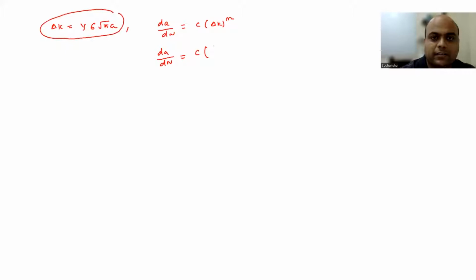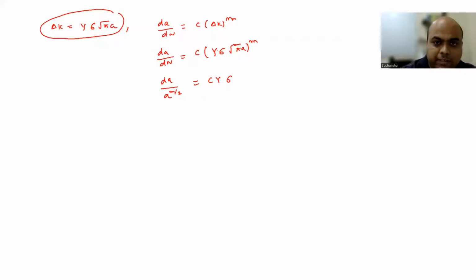So we know delta K is given as Y sigma root pi A. Y in this case is constant because this is a semi-infinite SENT plate. Okay. And now I am making it a general equation rather than the exact equation given in the question I just mentioned. So this is dA/dN equal to C delta K to the power M. Now let's use delta K, whatever is here in this equation. So C (Y sigma root pi A) to the power M. Okay. And then I'm bringing A to the left side, so this becomes dA by A to the power M by 2, over C Y sigma.